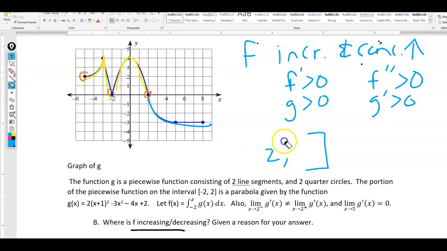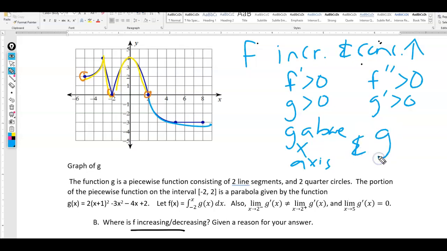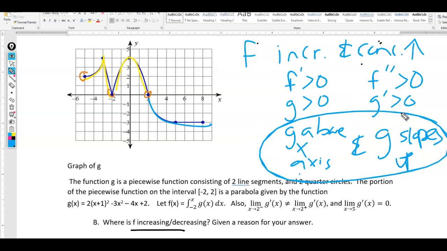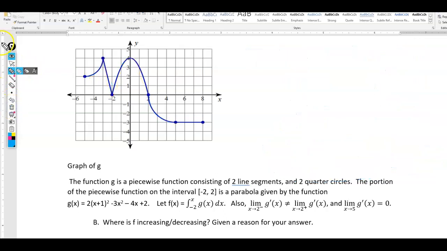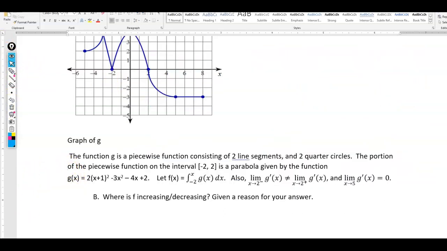Or yet still, in other words, where G is above the x-axis and where G is sloped up. So where is G both above the x-axis and sloping upwards? Well, that would be here and here. Okay. So that being said, I'll go ahead and move on to number 6.